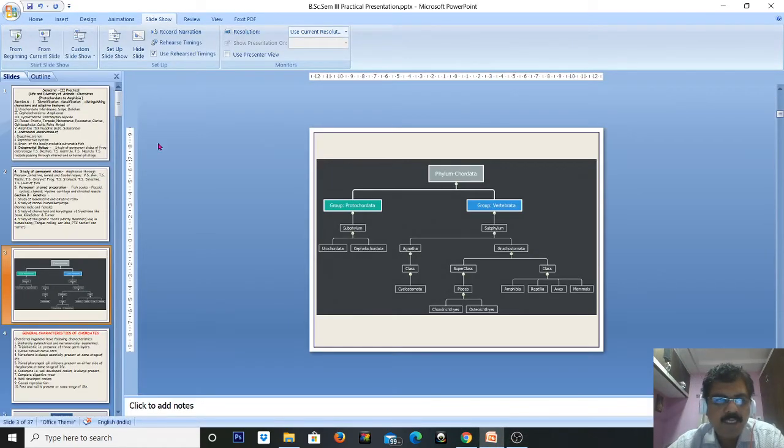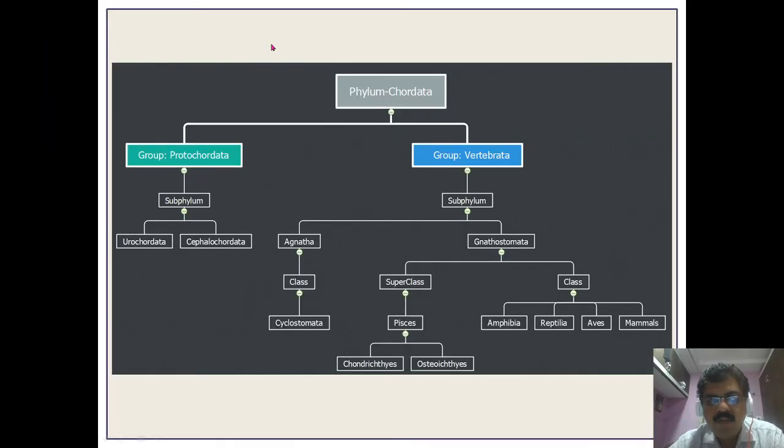Hello students, today we'll discuss the practicals of paper semester 3. In this, first of all, we'll discuss the classification of Chordata.